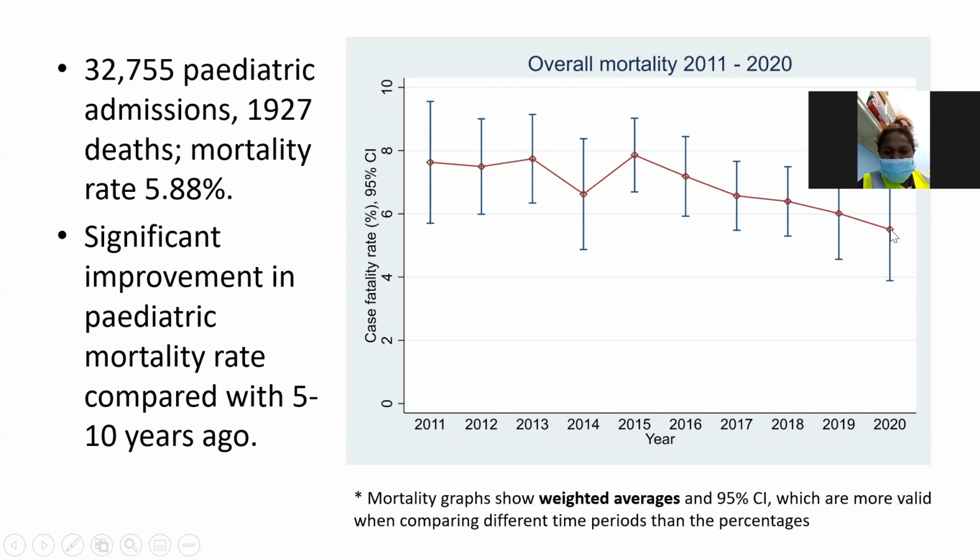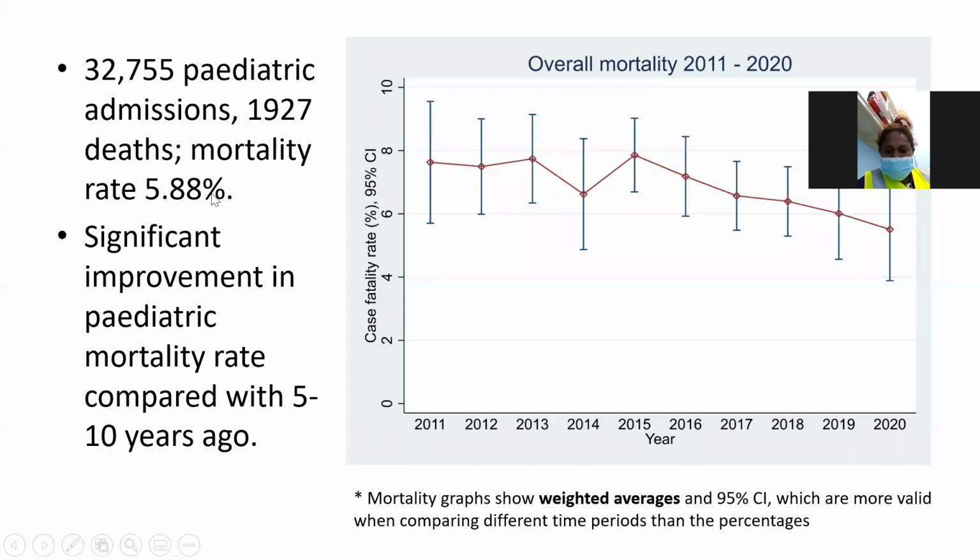And that's because it's called a weighted average, and it takes into account the differences in hospitals that have reported each year, and it gives a weighting for the number of cases and deaths that they report. It's a more accurate way of looking at trends over time. So these graphs that I'm going to show you are called weighted averages. Don't worry about that too much.